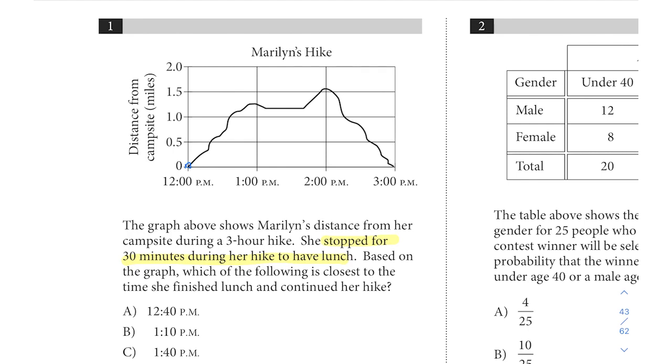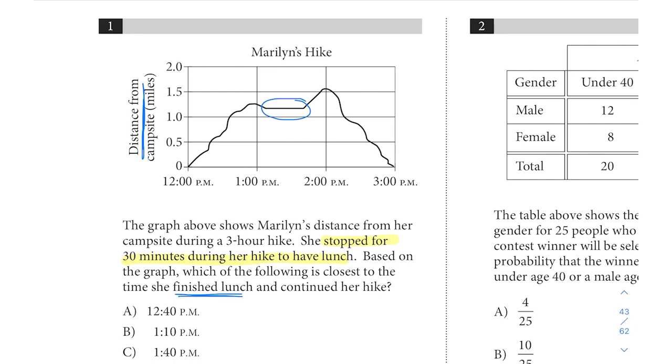She stopped. So we know that her hike started here at noon, and then it went over this winding path that we see here until 3 p.m. So we have to figure out what portion of that graph is going to indicate when she stopped for lunch. And since this represents a distance from the campsite, then lunch is probably where she was stopped, meaning she's not moving further away or closer to the campsite. She's staying still, and that's going to be the flat part of the graph in here.